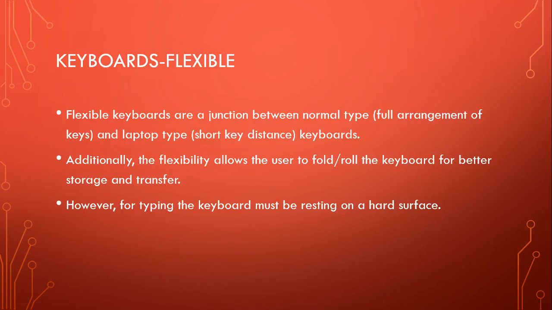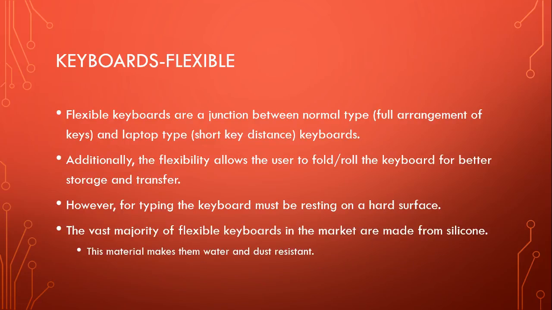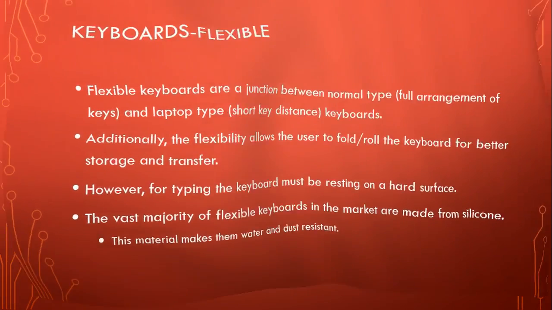However, because these keys are on a flexible surface, they have to be resting on a hard surface. So like a traditional keyboard, because it's on a rigid piece of plastic, you can set it on your lap and off you go, or you can set it on a desk and off you go. Flexible keyboard, you wouldn't be able to put that on your lap very effectively because it would literally contour to the shape of your lap. Now, the vast majority of flexible keyboards in the market are made from silicone, right? Which is a nice thing because it makes them water and dust resistant. So it's a lot easier to keep them clean than, per se, a traditional USB plastic keyboard.